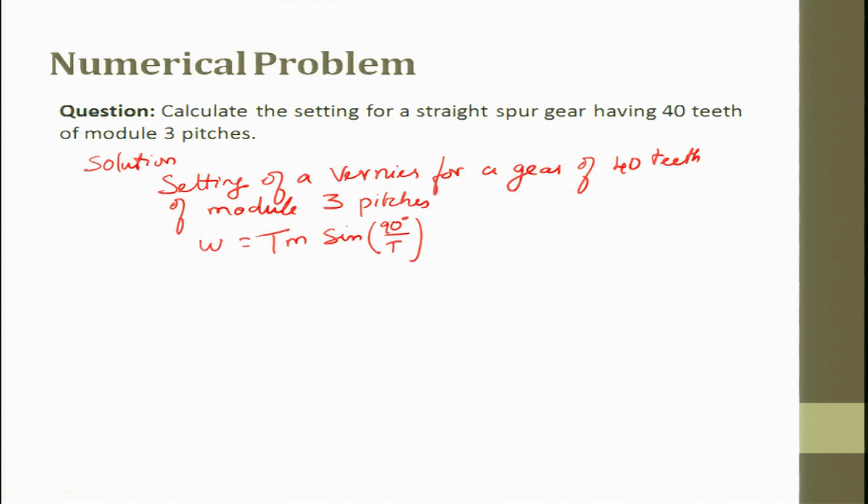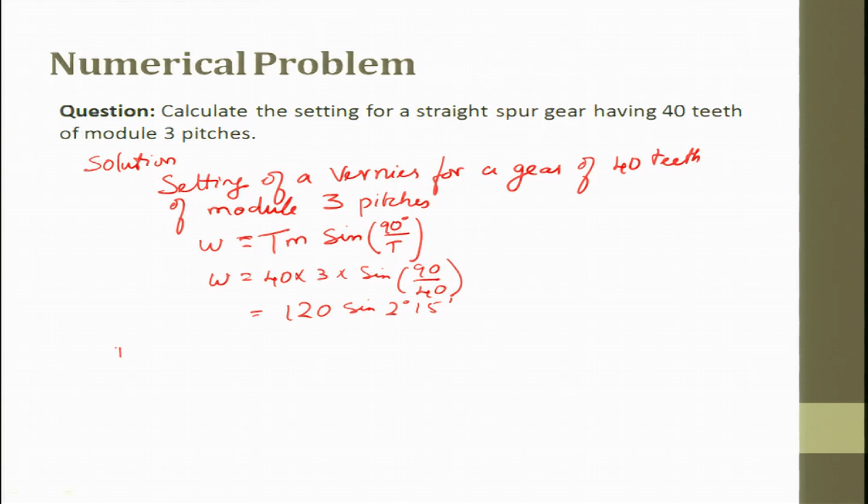So, W equal to T M sin 90 by T. So, this W can be expressed as 40 teeth, module is 3, and since it is a spur gear it is 90, sin 90 by number of teeth T, which is nothing but 120 sin 2 degrees and 15 minutes. This is the width of the tooth.